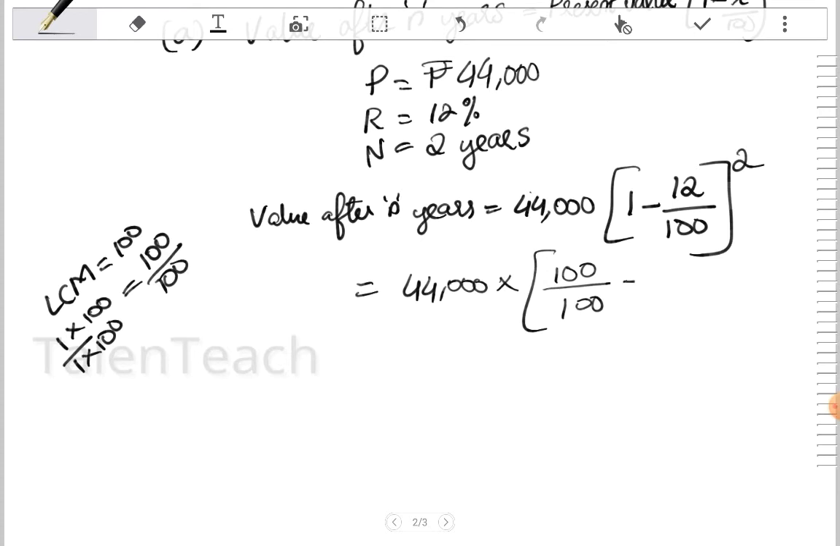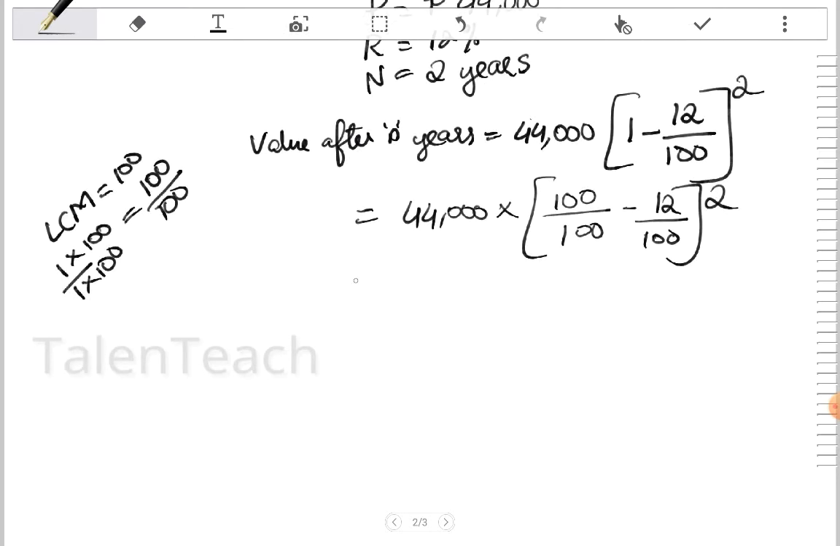So 100 by 100 minus 12 by 100, the whole raised to 2, which is equal to 44,000 into 100 minus 12. As the denominators are same, we can directly subtract. So 100 minus 12 is 88 by 100, the whole raised to 2.